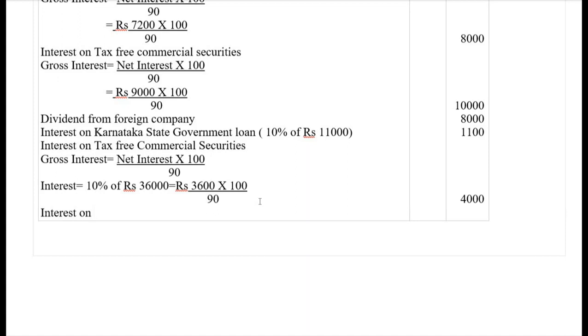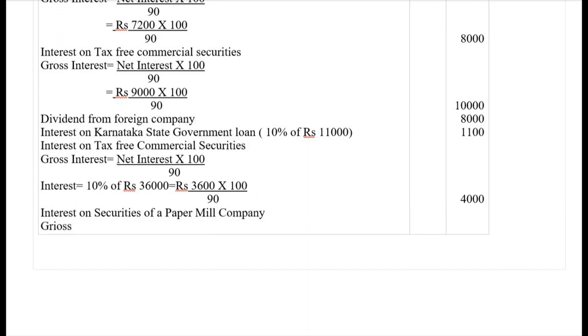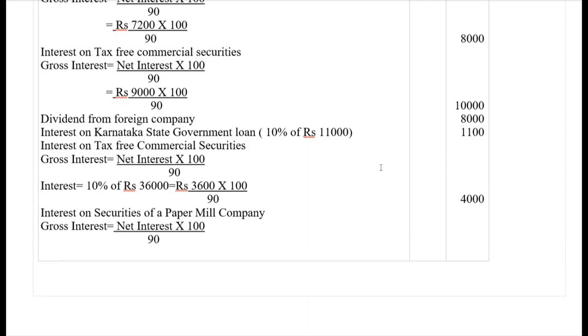interest on securities of a paper mill company. So gross interest equals net interest multiplied by 100. So let us divide this here. Again the rate of TDS remains the same, 10%. So 100 minus 10, you will get 90 here. So 90. So now let us substitute.